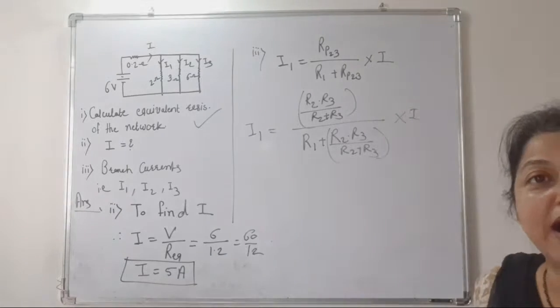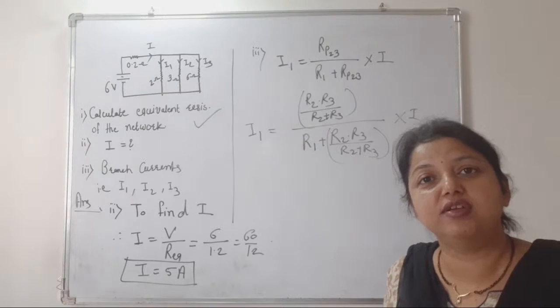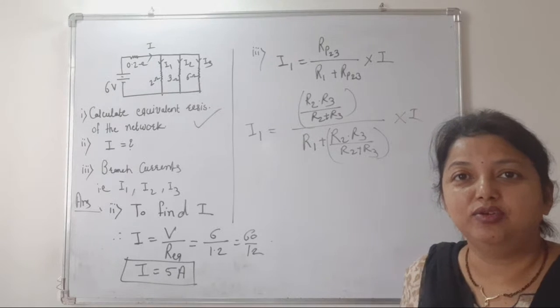Okay. 1/2 multiply by 5. Then you get the right answer. 1/2 of 5 is nothing but 2.5.